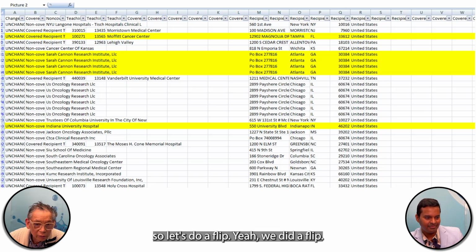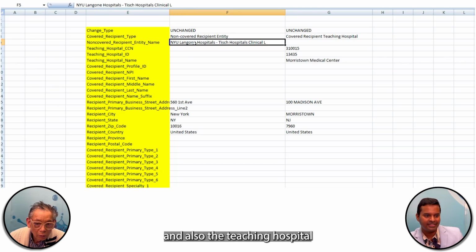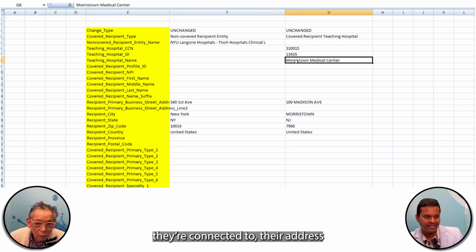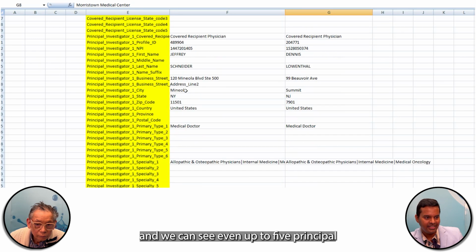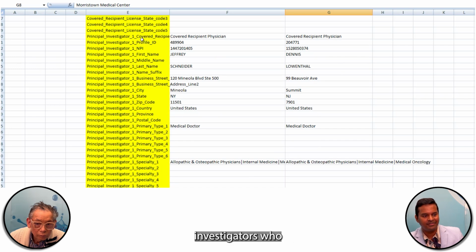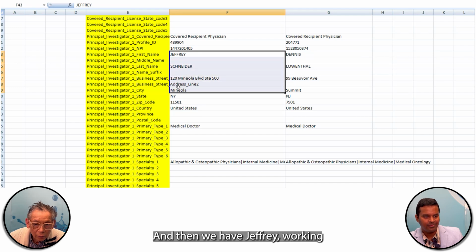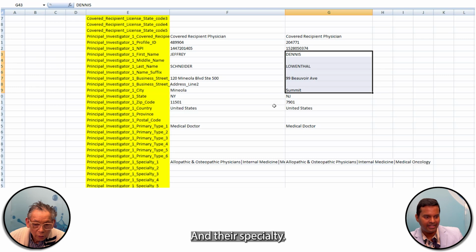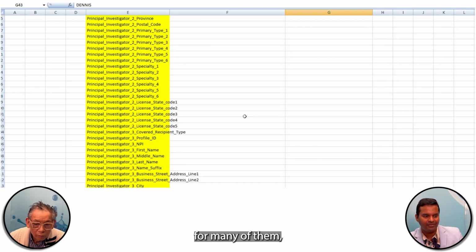Yeah, we did a flip, and as you can see, we can see the entities where they have the trials, and also the teaching hospital they connected to, their address, and we can see even up to 5 principal investigators who were working in that site, based on the NCT. Exactly. And then we have Jeffrey working with NYU Langone, and then Dennis, and their specialty. I know the 2 and 3 are not filled for many of them, 2 to 5.